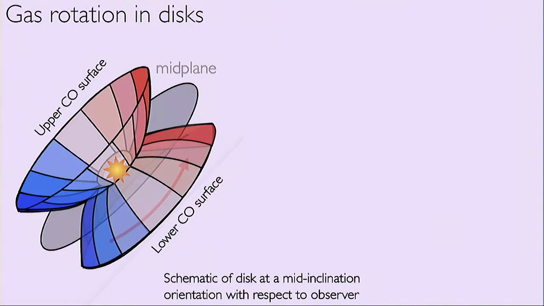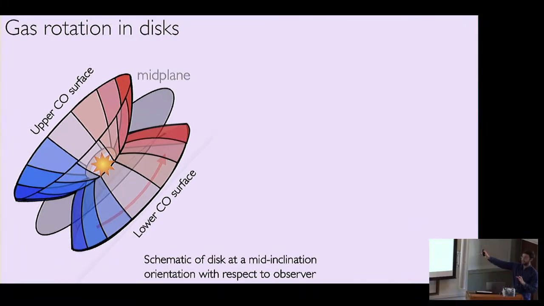Okay, so let's get into how we actually make these measurements. So here is a schematic of a protoplanetary disk that is at some middle inclination with respect to us. And that's an important aspect because we can actually see the full 3D structure of the disk. So assume this is maybe a 30 to 70 degree inclination with respect to us. The star is sitting right here. This gray disk here is the midplane. And then the two cones are the 12CO surfaces. So this is the surface from which the line emission is coming. Here is the upper surface, and here is the lower surface. And it's colored here according to the Keplerian rotation of the gas. So here's the blue side rotating to the red side.